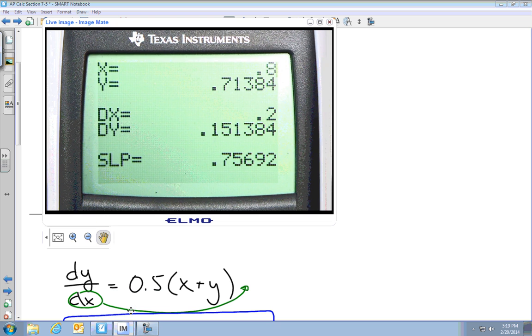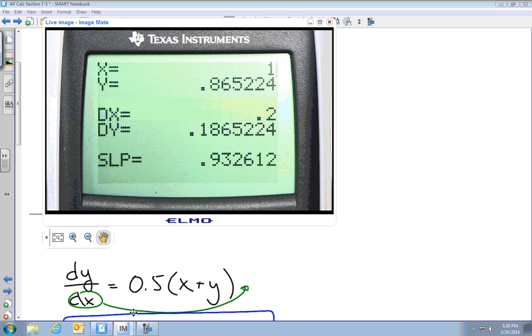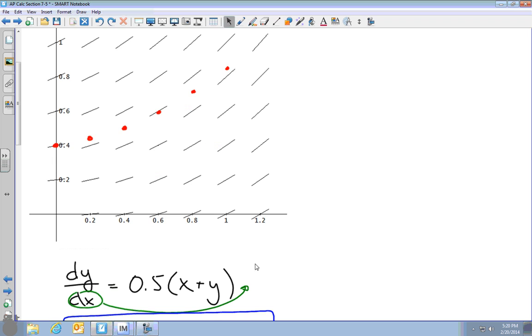Let's press enter again. So at 1, we get a value of 0.865. So 0.865, that's again about a quarter of the way between 0.8 and 1. And finally, the last value that we get, at 1.2, we get 1.05. So just slightly more than 1. It's going to be about right here.